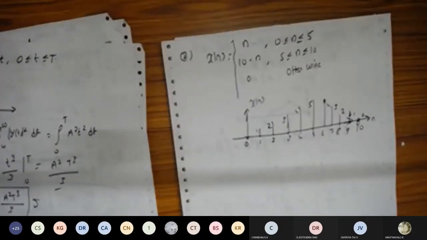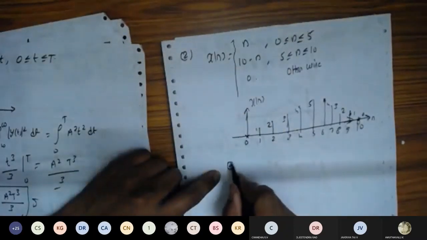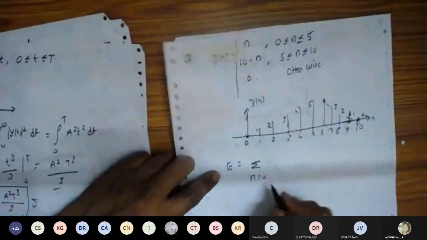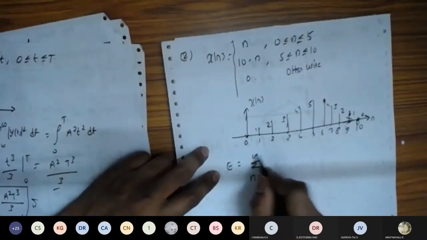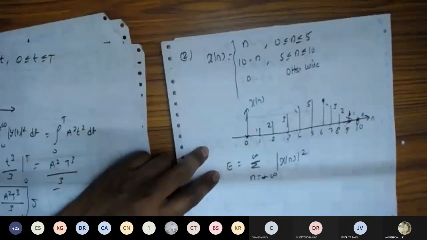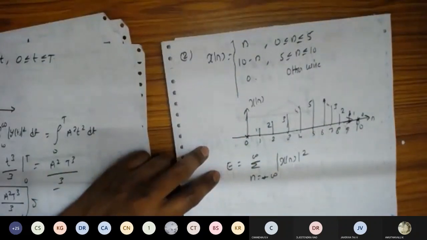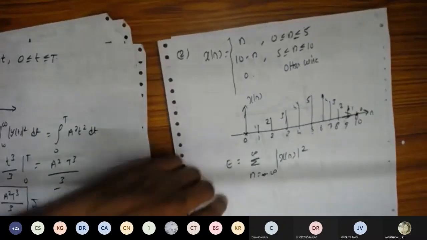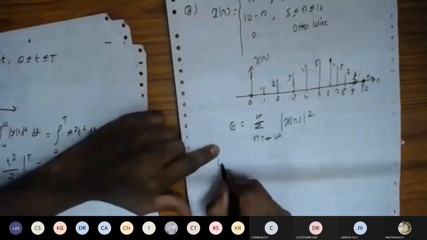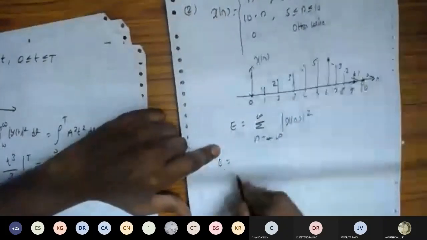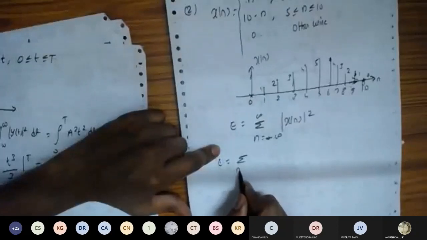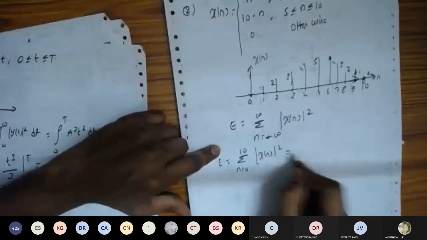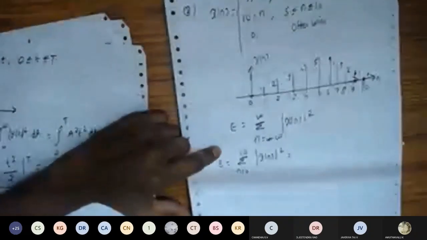Let us find the energy of the discrete time signal. Since it's a finite duration sequence, usually it will be an energy signal. The energy is summation n is equal to minus infinity to plus infinity, magnitude of x of n the whole square. So it can take values from 0 to 10 here: summation n is equal to 0 to 10, magnitude of x of n the whole square.